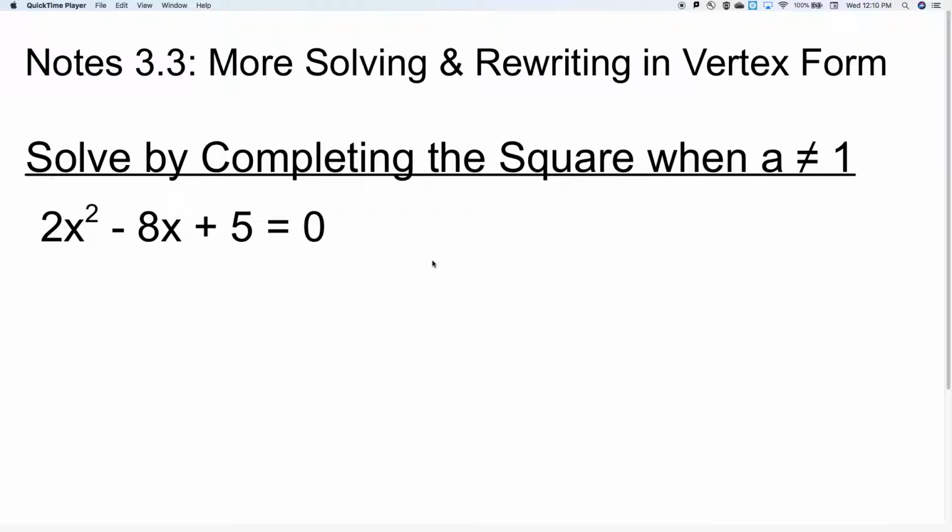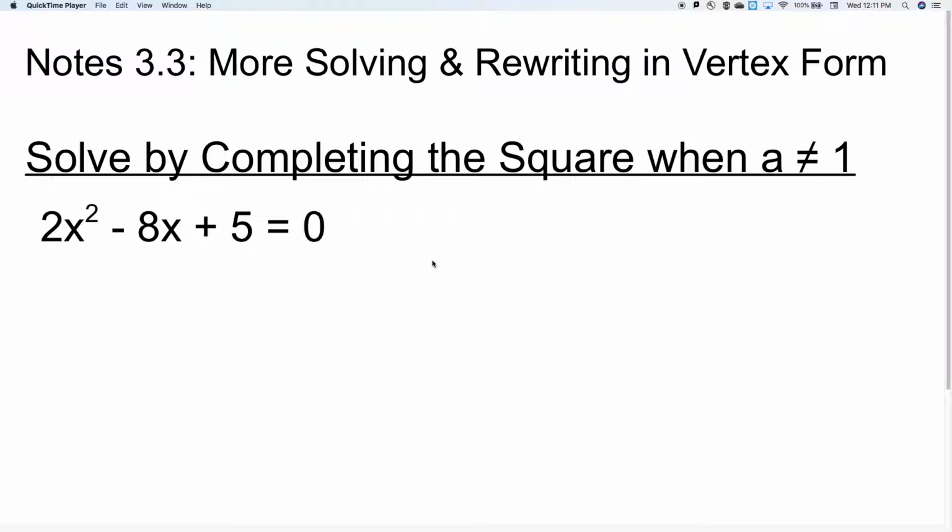So this might actually be my first example from yesterday, but I changed it by putting a 2 in front of the x squared. I think yesterday it was x squared minus 8x plus 5. You could stop and check to see if this one factors, but I don't think it does. Okay, so we're going to solve by completing the square anyway.